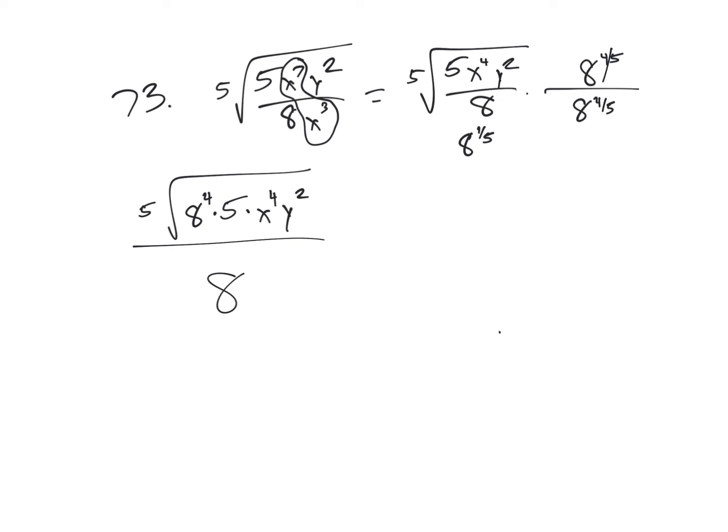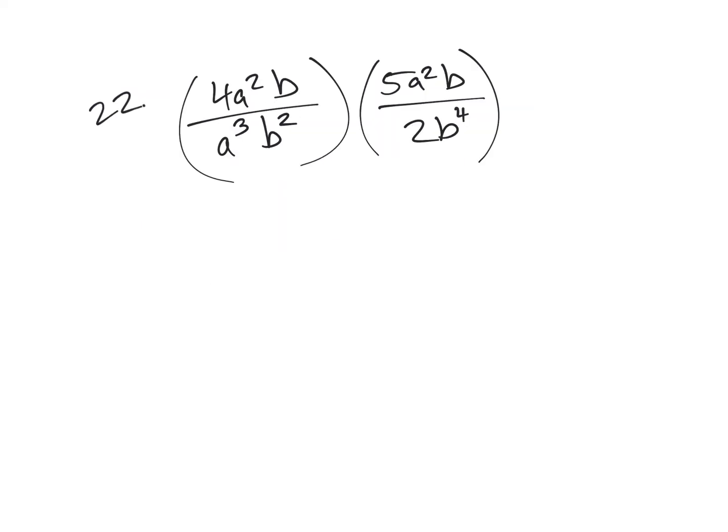Do you want me to just ignore 1.1 for now because you guys feel good about it? Yeah, 1.1's easy. Two minutes to do as much of that as you can. So let's take 4 times 5 is 20. A squared times A squared is A to the 4th. B times B is B squared.